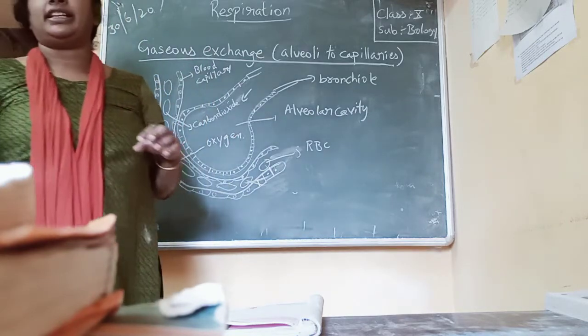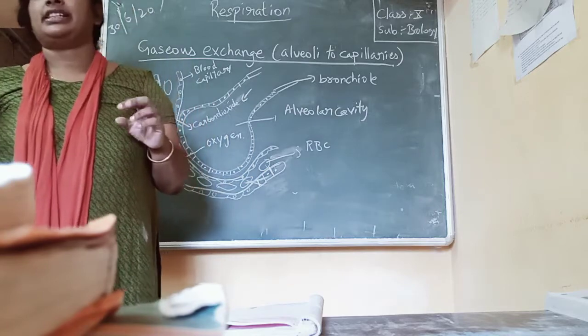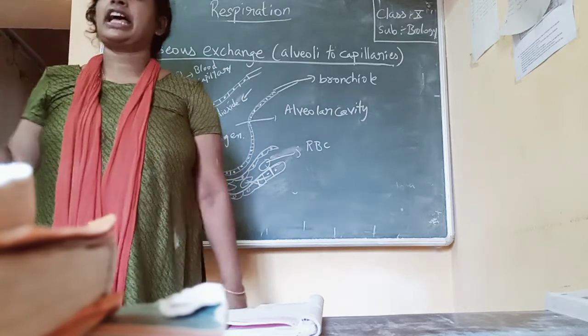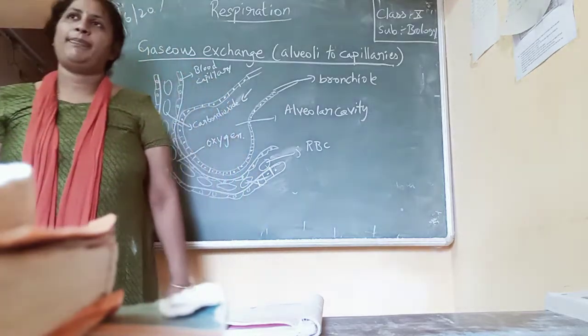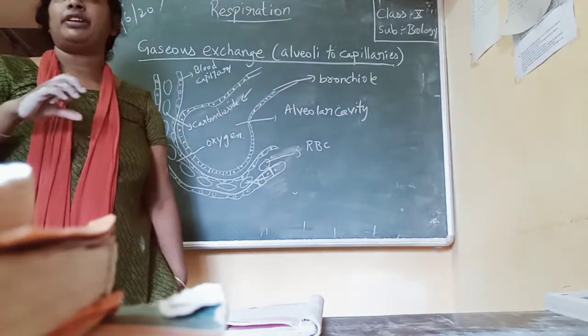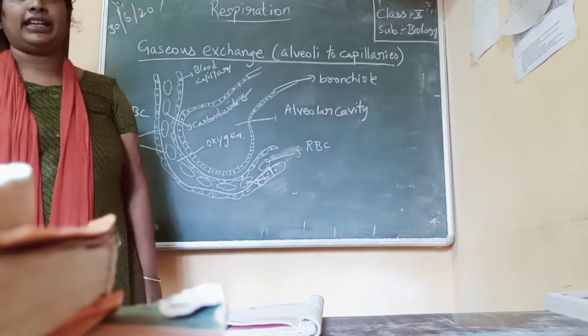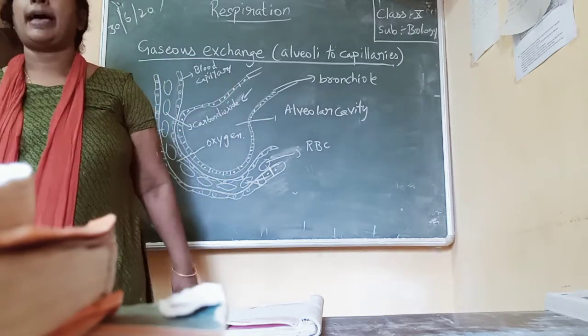the blood. From blood, what will be given to the alveoli? Carbon dioxide. So blood brings the carbon dioxide from all the body parts and gives it to the alveoli, and oxygen from the alveoli is taken by the blood. So how does this process happen?